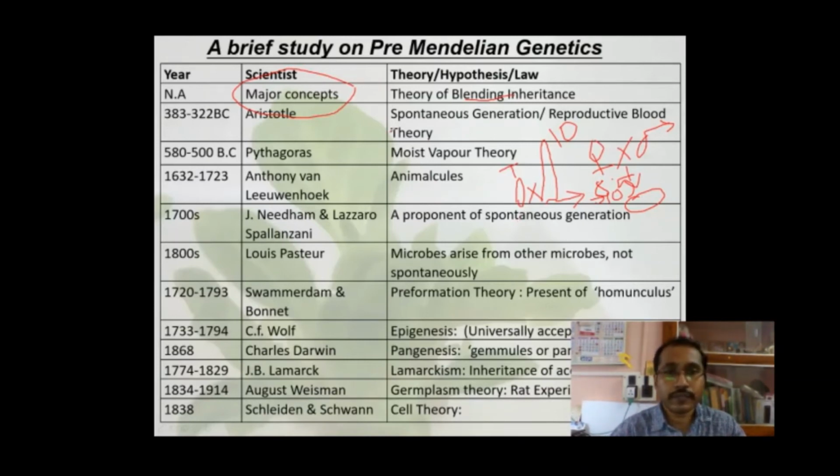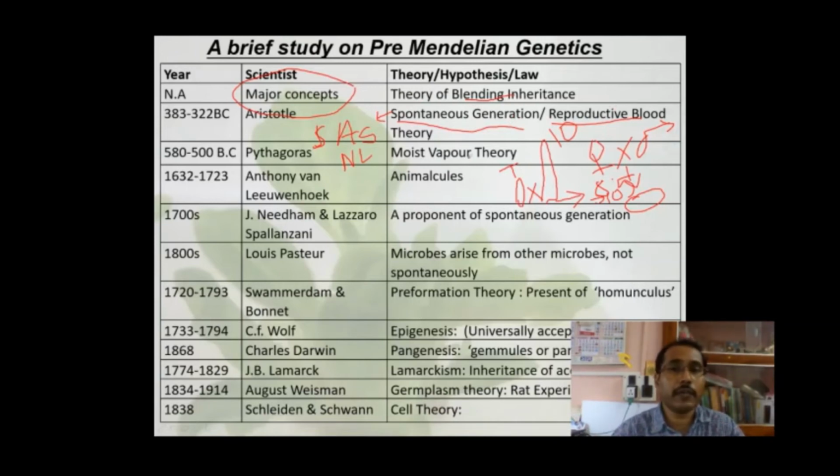First is Aristotle. He gave two different theories: the spontaneous generation theory and the reproductive blood theory. In spontaneous generation, he discussed that the origin of any generation can be sexual, asexual, and sometimes from non-living materials. This theory is somewhat acceptable.